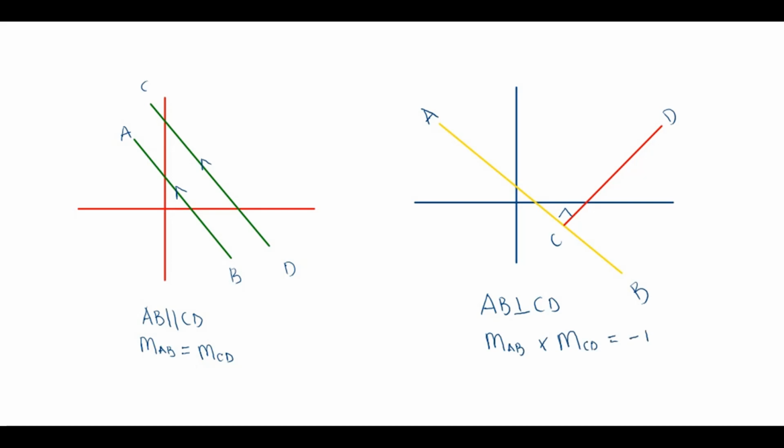Okay, so those are the two important properties that you really need to remember in analyzing your analytical geometry questions. If they tell you that lines are parallel, that should tell you that my gradients are equal. And if they tell you that line AB is perpendicular to line CD, then that should tell you that the product of the two gradients should give you -1.